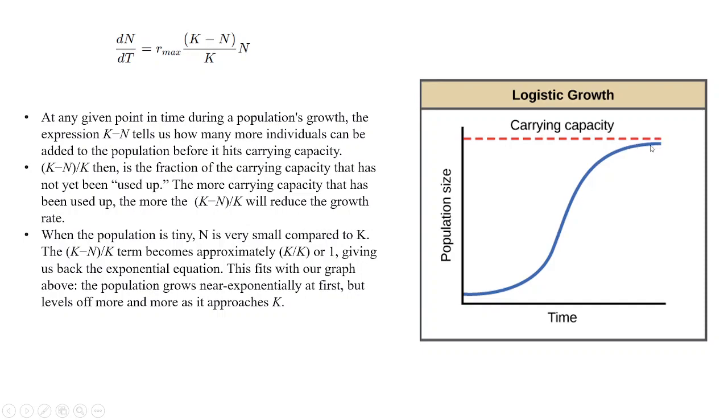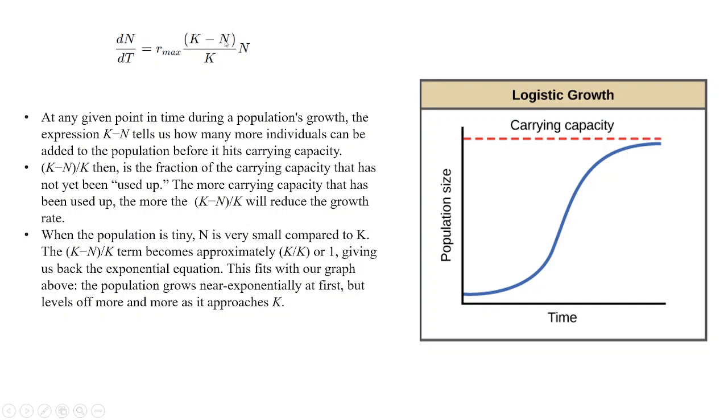The plateau area is the carrying capacity. And then K minus N by K is the fraction of the carrying capacity that has still not been used up, that is still remaining to be used up. So the more the carrying capacity that has been used up, the more this term will reduce the growth rate. So when the population is very tiny, when N is very small compared to K, the K minus N by K term becomes approximately K by K, or 1.